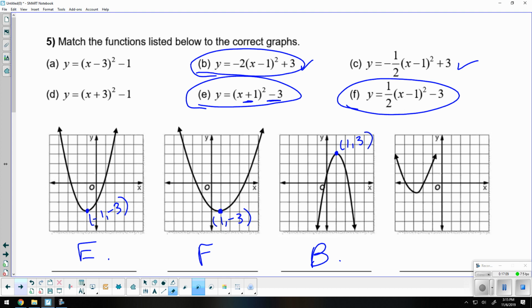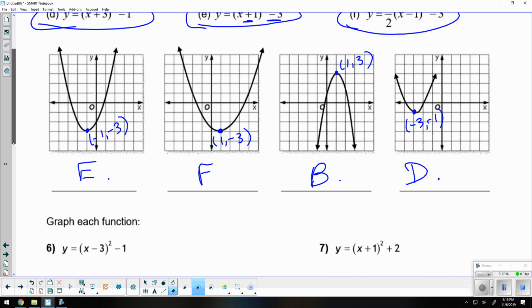Okay, and the last one, it's upward facing, so it can't be C. I can eliminate that one. But the vertex goes, I know it's a little bit lumpy, but it's at -3, -1. So which one has -3, -1 as the vertex? It'd have to be answer D. Okay, so that's how you do that. So again, find the vertex first. Hopefully that'll eliminate some options, if not all of them, and then just take a look at the graph from there.